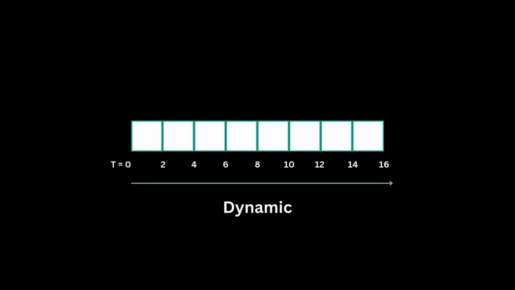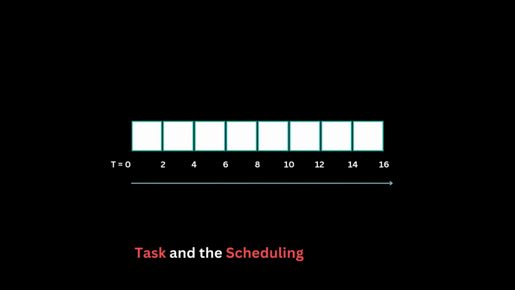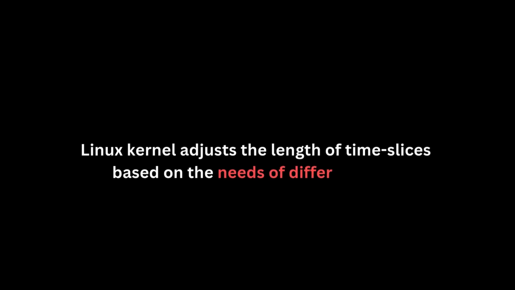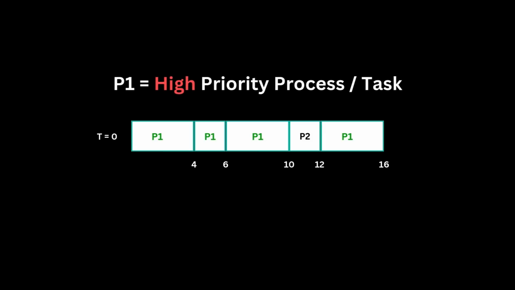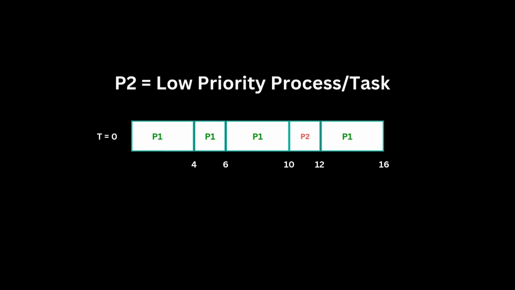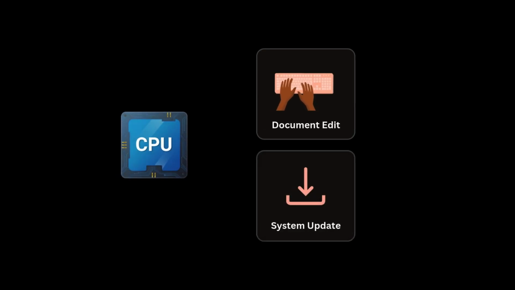However, time slices are dynamic, meaning their length changes depending on the task and the scheduling algorithm that the kernel uses. The Linux kernel adjusts the length of time slices based on the needs of different tasks. For example, high-priority tasks may get longer or more frequent time slices, allowing them to run faster. On the other hand, lower-priority tasks get fewer or shorter time slices, which makes them run slower. This dynamic system ensures that the CPU can handle all tasks efficiently. Critical tasks get immediate attention, while background tasks are still managed.